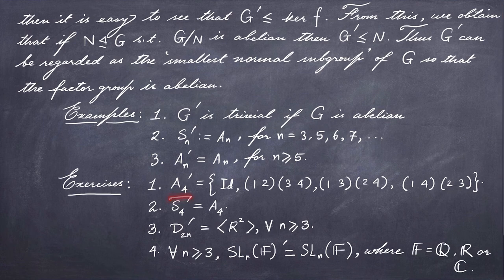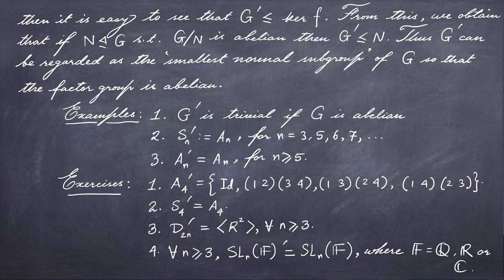Prove that the commutator subgroup of A4 is this group. One thing is of course clear: the quotient has order 3, so the commutator subgroup of A4 will be a subgroup of this. Then you have to prove that any proper, non-trivial subgroup here cannot be a normal subgroup of A4. So these two exercises are for the situation when n equal to 4.